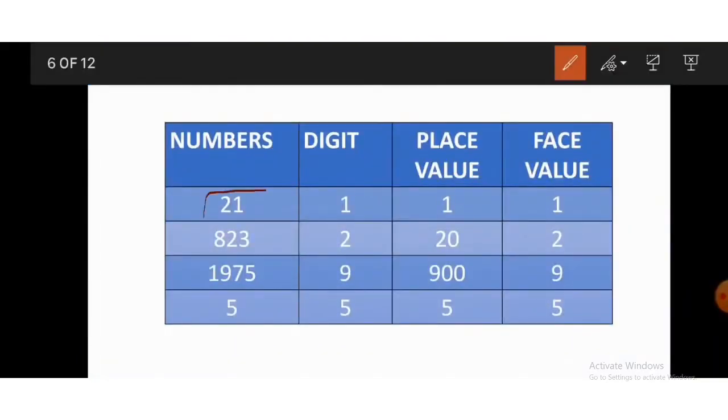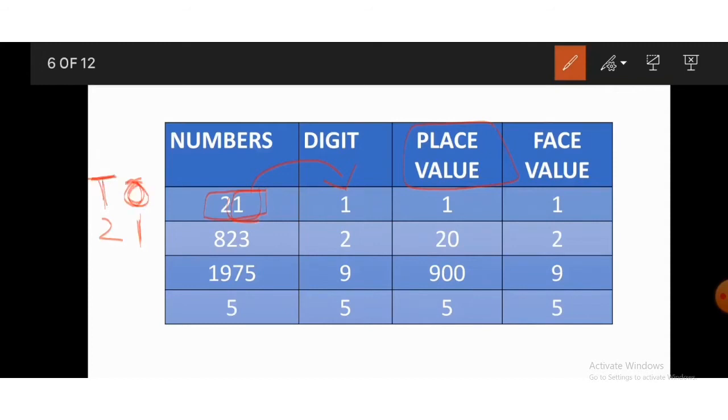The first number is 21. What is the first number here? The first number is 21. And we are going to find out the place value and face value of the digit 1. Of which digit? Of the digit 1. For face values, what did I tell you? First we have to write the places above the number. 1 is in ones place, 2 is in tens place, ones and tens, right?